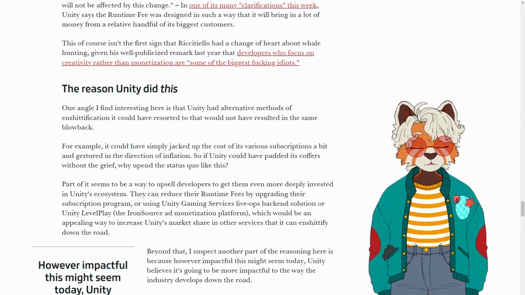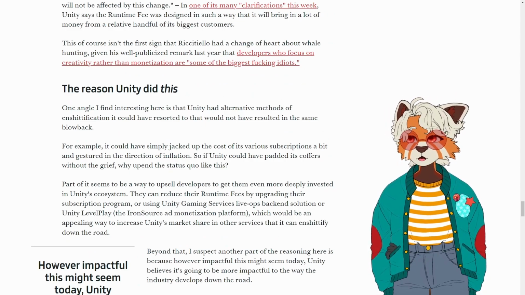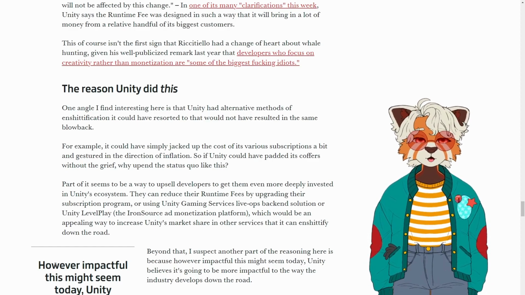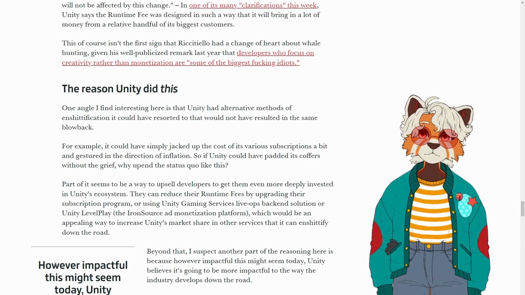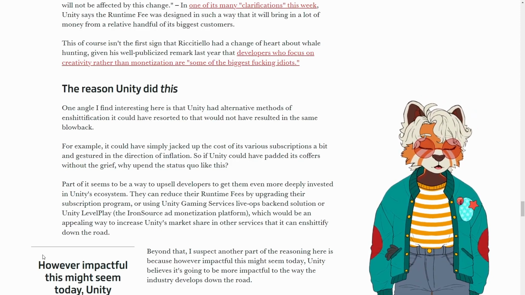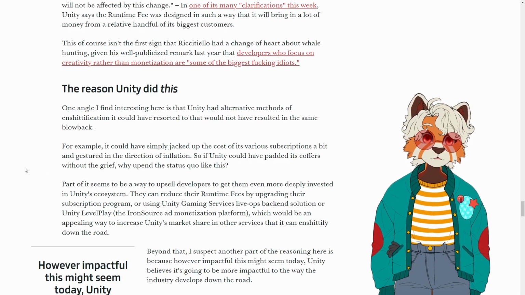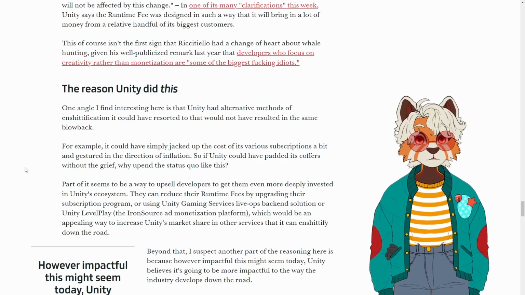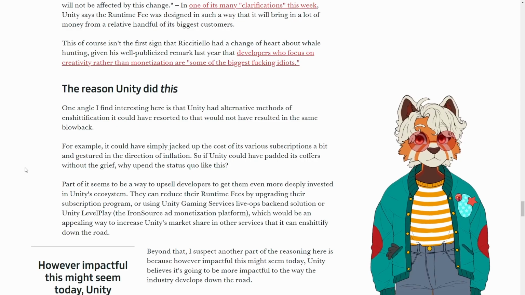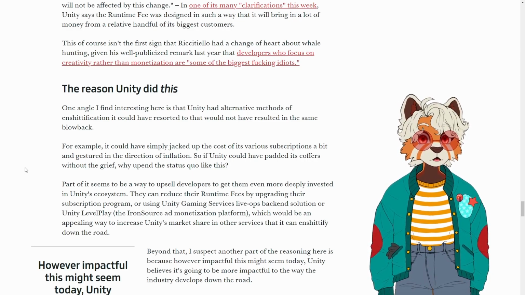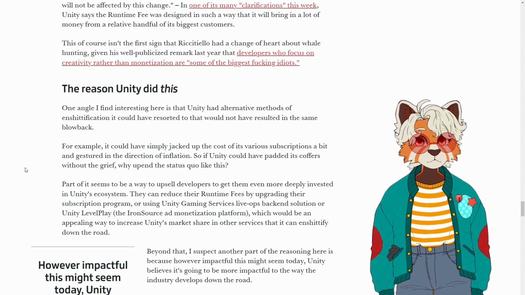But let's drill down deeper. You know, we're in the Unity minds now, and we're following that seam of understanding, right? One angle I find interesting here, to quote the article, is that Unity had alternative methods of enshittification it could have resorted to that would not have resulted in the same blowback. Could have jacked up the cost of its subscriptions a bit and gestured at inflation.